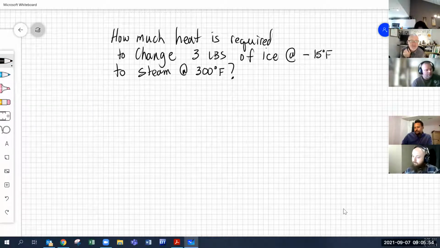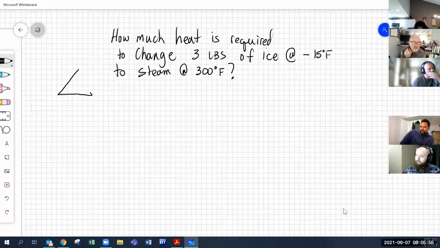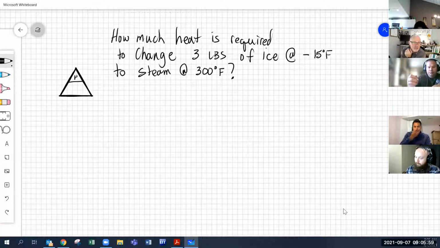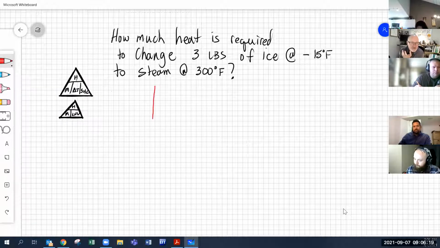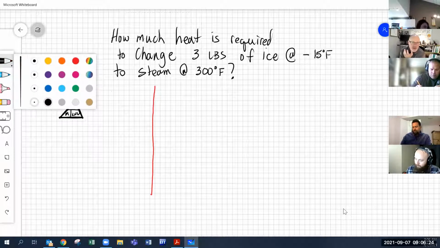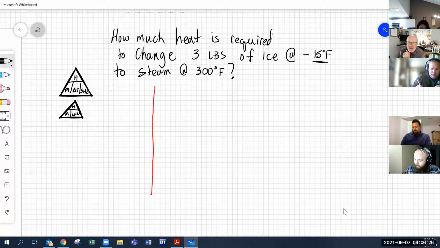And these are the steps I use for this. Now, first off, I have 2 formulas. One is sensible heat, where the heat is equal to the mass times delta T times the specific heat capacity. The other one is latent heat, where the heat is equal to the mass times the latent heat value. So there are my 2 formulas. So when I'm doing one of these questions, I always have a little piece of paper, and what I do is I draw a temperature scale on there. And I put my numbers on here. So I have -15.